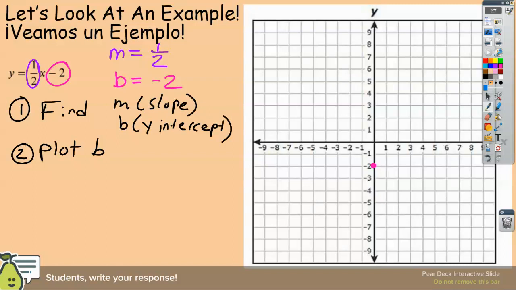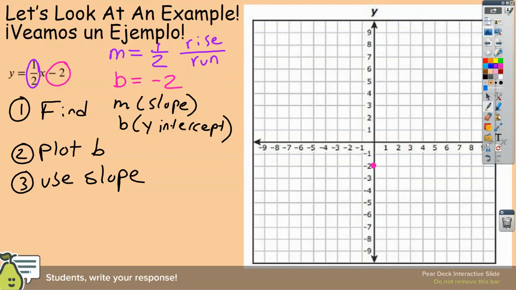Now, our next step is we're going to use our slope. Here's the thing. Slope, as you want to remember, is rise over run. That means our 1 is our rise, and 2 is our run. When you are plotting, you need to think about whether or not the slope is positive or negative, because that is going to affect how you're going to graph it.